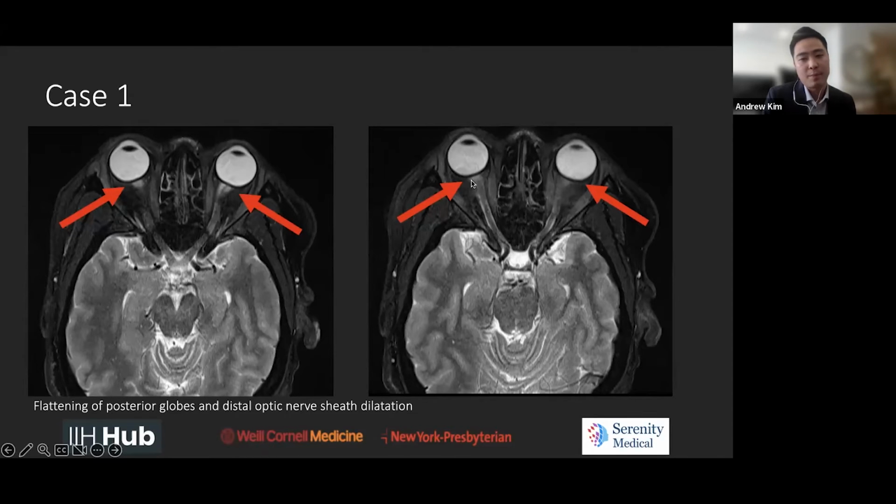Here's another view of the same patient, just one slice off. You can see that there's some flattening right there, as well as the optic nerve sheaths, which look like they are probably a little dilated distally as well. You can see the optic nerve, which is a little darker in signal, and you can see that there's brighter T2 signal surrounding that optic nerve, representing the CSF. So the CSF space is sort of distended distally there.